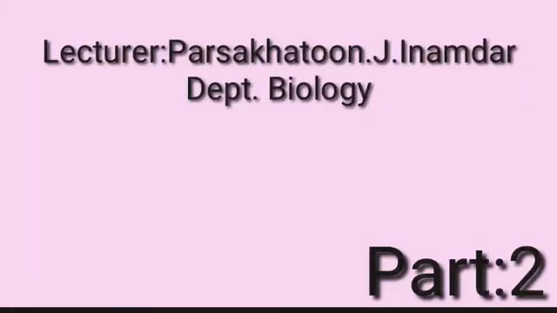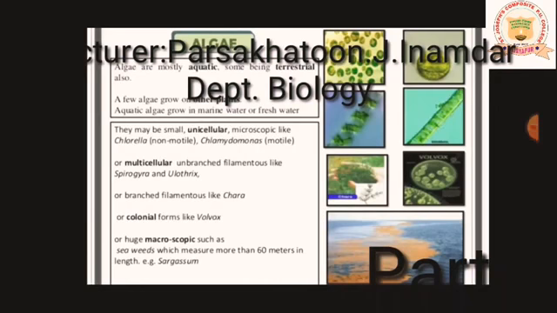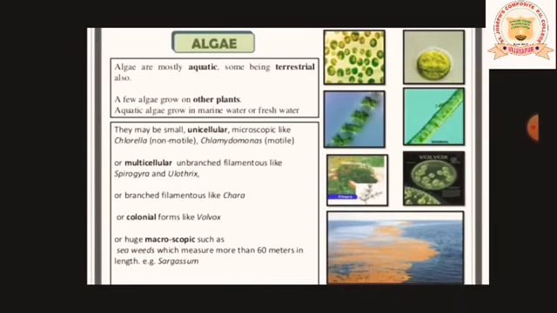So my dear students, in the first video we started with the algae. I hope you remember the examples for unicellular, multicellular, branched filamentous and unbranched one, colonial form and the seaweed. I hope you have remembered each and everything. Let us move on to know more about the algae.